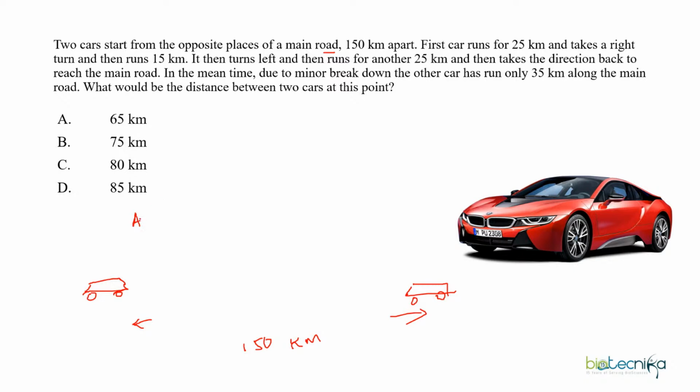ए मेरा पहला कार है, ठीक है, वो 25 किलोमीटर चलेगा, 25 किलोमीटर चला. ठीक है। यहां से the car takes a right turn and then runs 15 किलोमीटर. से यहां से राइट टर्न क्या होगा, नीचे की तरफ, that means ये हो गया 15 किलोमीटर.